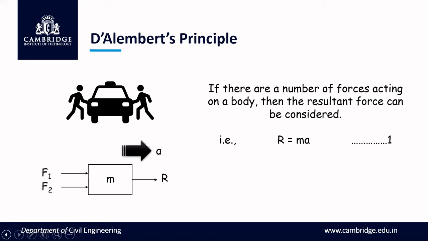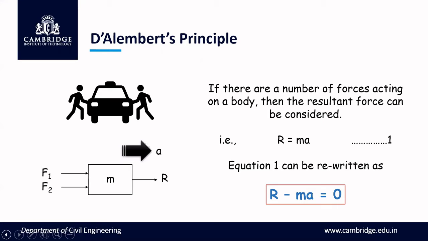This particular equation can be rewritten as R minus ma is equal to 0. This particular equation forms the basis of D'Alembert's principle. And this also takes into account the amount of force that inertia causes. That amount of force that inertia causes is nothing but your mass into acceleration. So that is your inertia force. And it is also considering something known as dynamic equilibrium, because something is in motion, right? So it is dynamic. That is dynamic equilibrium.